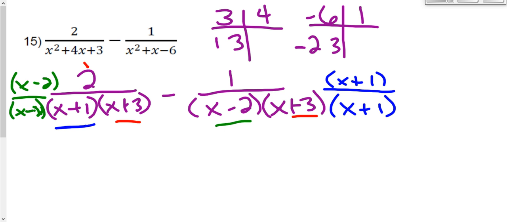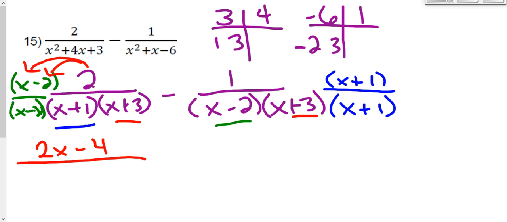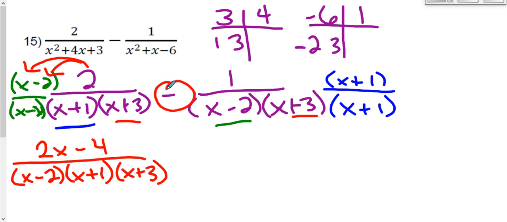So we're going to go ahead and distribute the 2 into the x and the negative 2. 2x minus 4 over x minus 2 times x plus 1 times x plus 3. And on the right, what I'm going to do is distribute the negative, because it's a negative 1. I'm going to distribute that to everything on the right. If you want to do that in a separate step, you're more than welcome to, but it's really not getting multiplied by anything else, so I'm going to go ahead and distribute that right now.